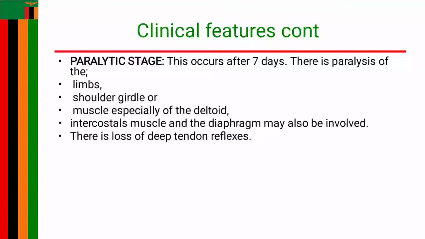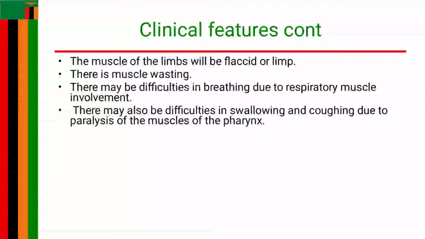The third stage is known as the paralytic stage. At this stage, there is paralysis of the limbs, paralysis of the shoulder girdle, paralysis of the deltoid muscles, paralysis of the intercostal muscles and diaphragm, and also loss of deep tendon reflex. So these symptoms may be seen during the paralytic stage.